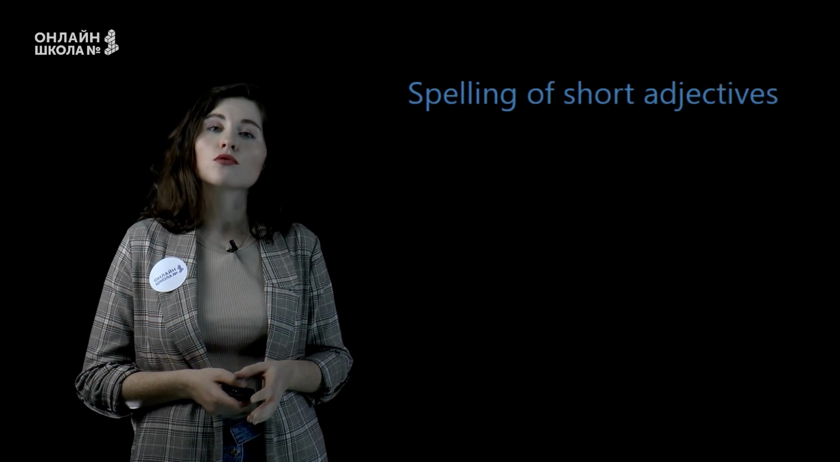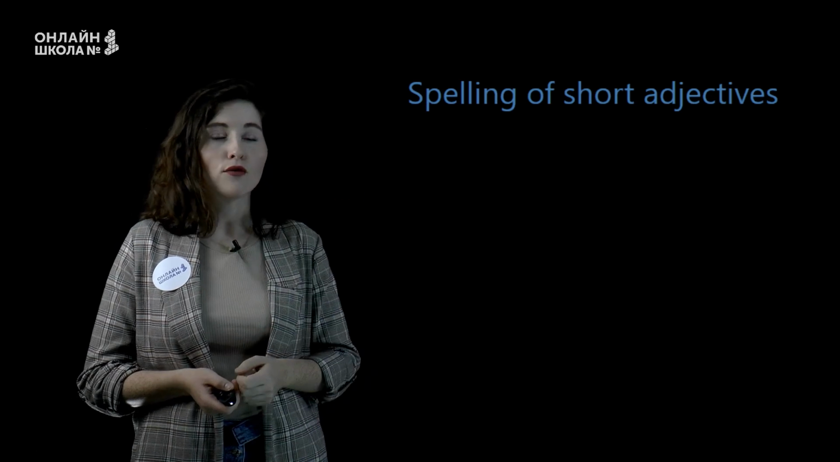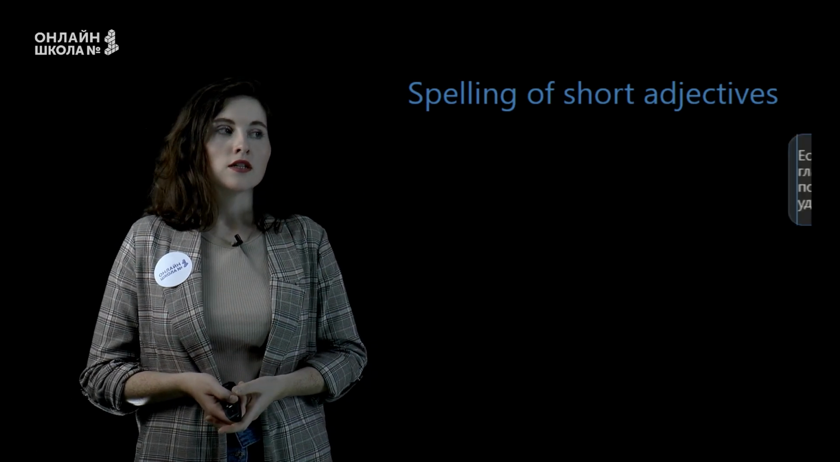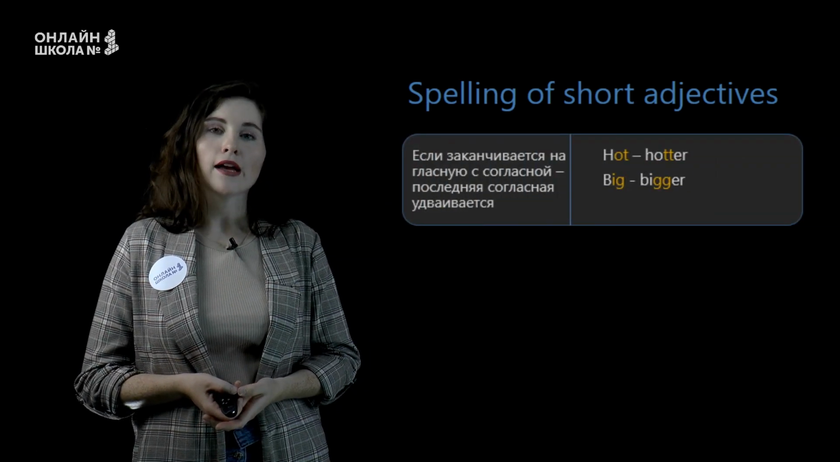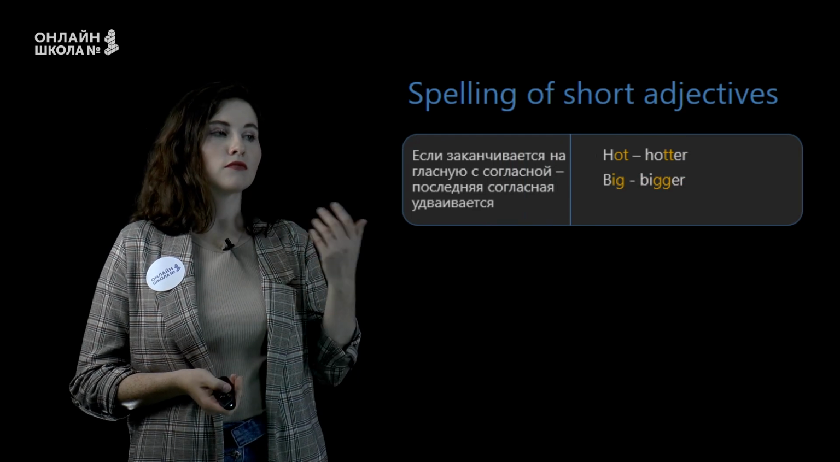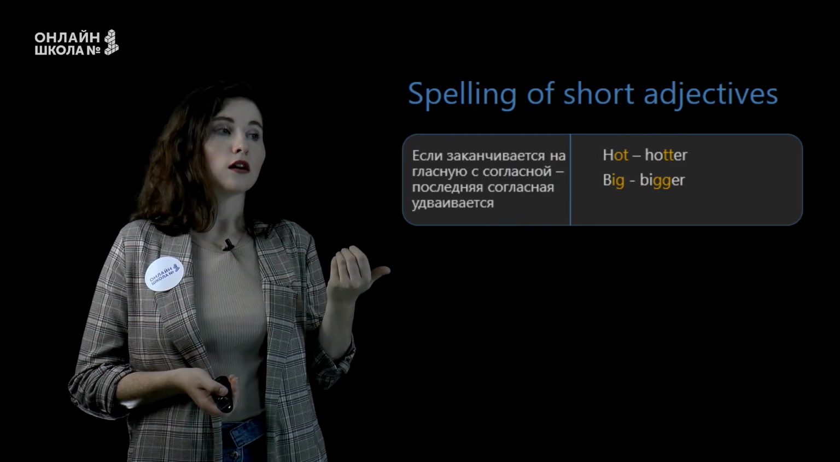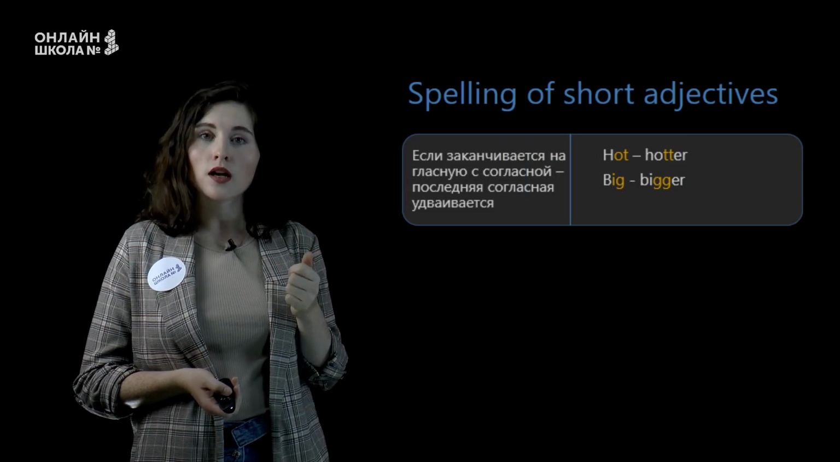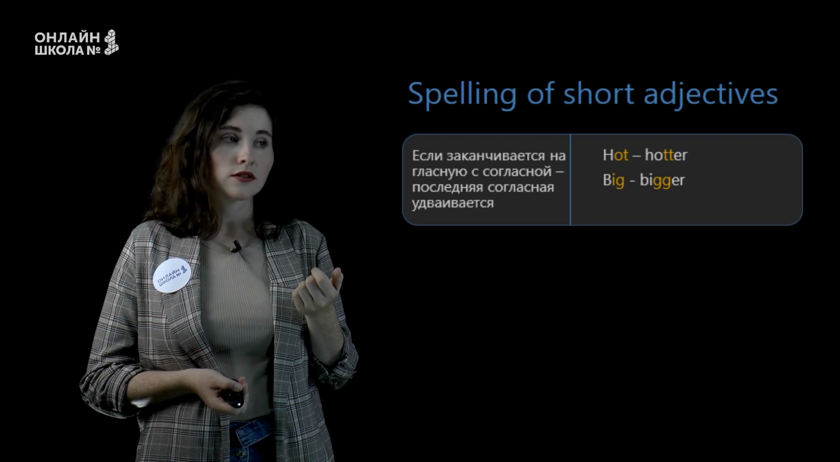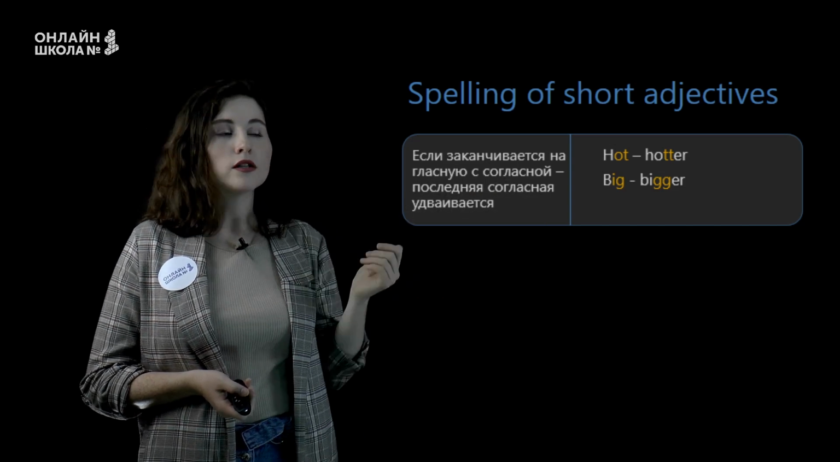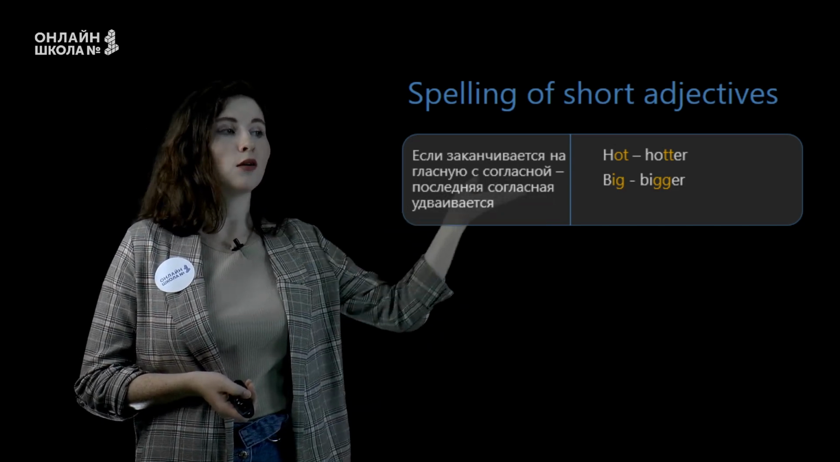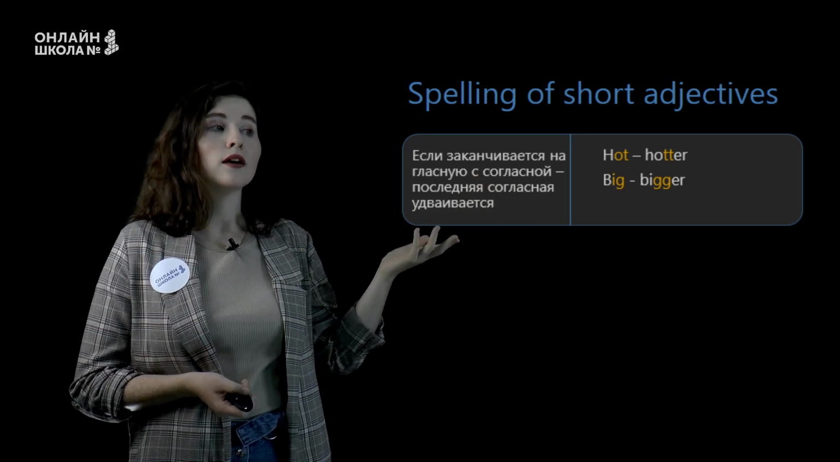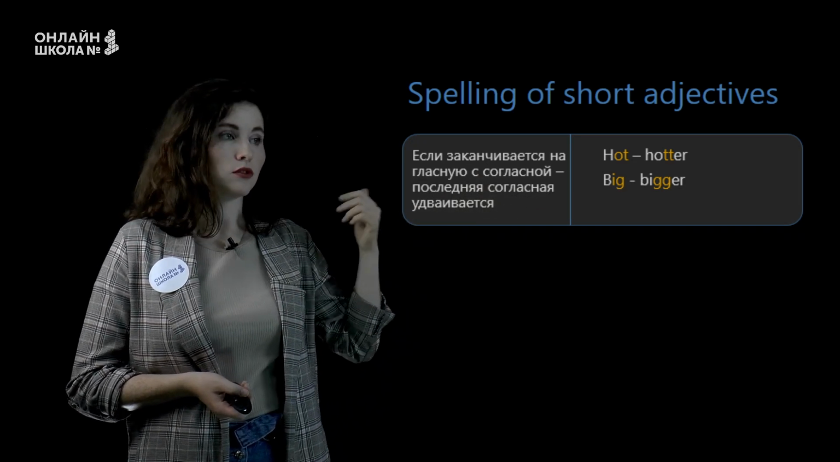We have some rules about the spelling of short adjectives. So if an adjective ends with a vowel and a consonant, the last consonant doubles. For example, hot, hotter, so we have a double T, or big, bigger, double G.